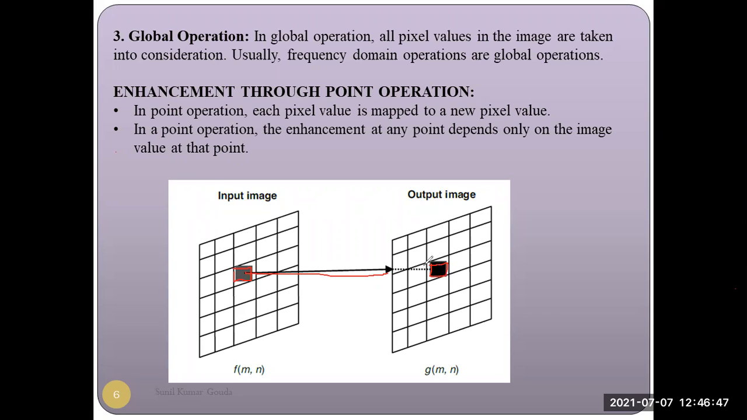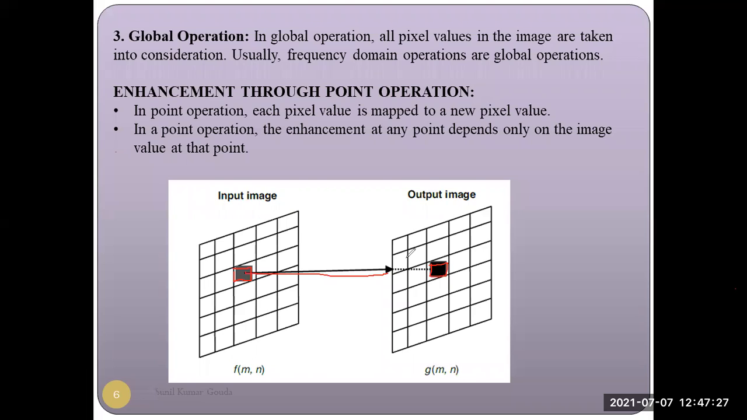Second point to remember: in the point operation, the enhancement at any point depends only on the image value at that point. Whatever enhancement you are performing depends only on the intensity level of that point. The enhancement is specific to that point only. We will not bother about its neighboring pixels or their intensity.